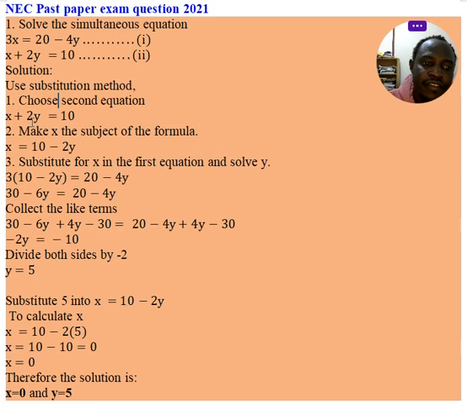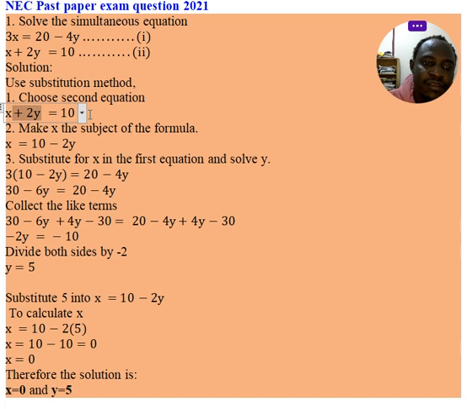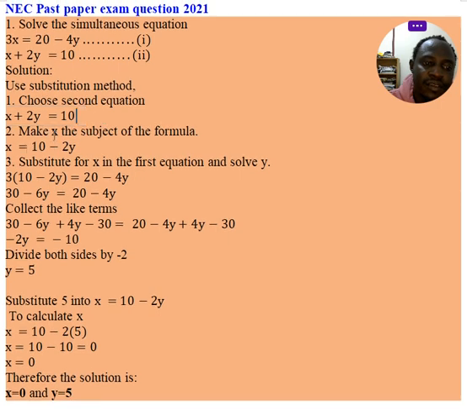So I take x plus 2y is equal to 10. By making x the subject, I take this to the other side. And you know that a positive sign crossing the equal sign is always negative, so this is going to be negative. x is equal to 10 minus 2y.